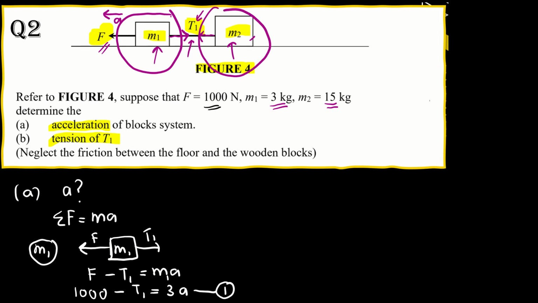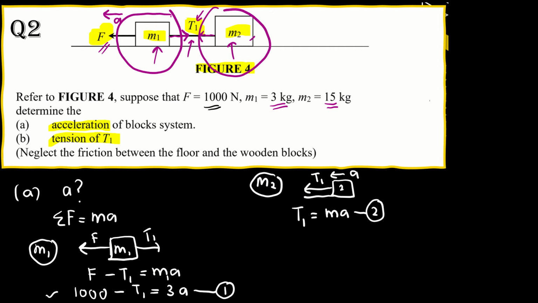By using this equation, we still cannot solve for acceleration because we have unknown T1, meaning that we need to use the information from block number 2. If we draw the forces acting on block number 2, we only have the tension T1 directed to the left and our acceleration is also directed to the left, meaning that the equation for the forces acting on block number 2 is T1 is equal to M2a. This is equation number 2.